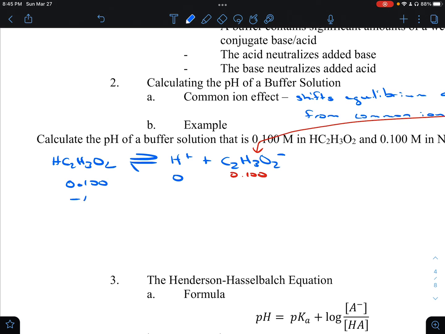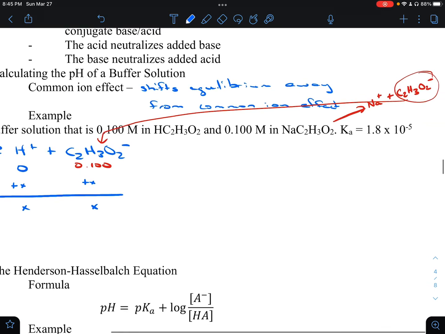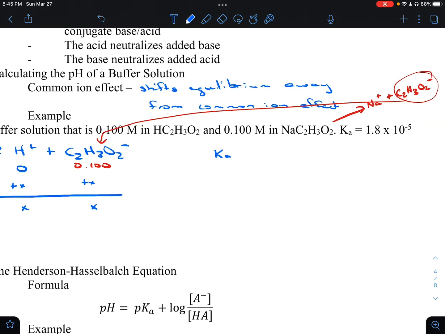So then it's back to our good old-fashioned stoichiometry, or equilibrium is probably a better word here. We've got X, X. So now we're ready to plug this all in. Here's our equilibrium constant expression. We're going to have H plus times our concentration of C2H3O2 minus, and then we're going to have HC2H3O2 on the bottom.